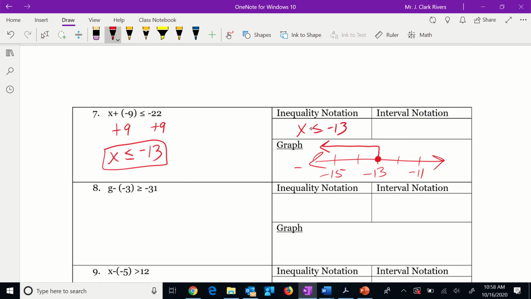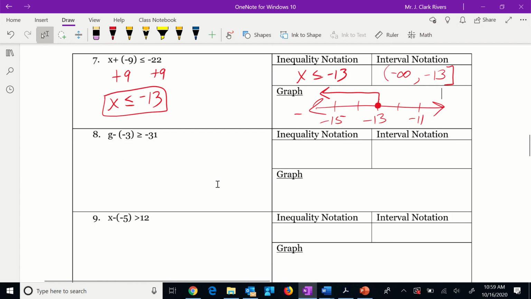Okay, interval notation. We start with our comma. We shade it to the left, meaning it goes to the left forever. That's the negative infinity direction. Infinity always gets a parenthesis. The high end is negative 13. And it's a closed circle, meaning negative 13 is included in our solution set. So we have a bracket around negative 13.